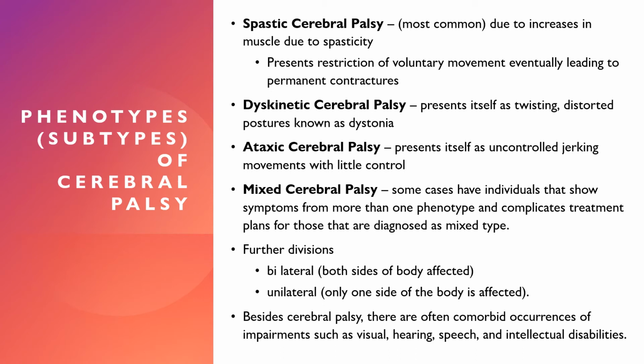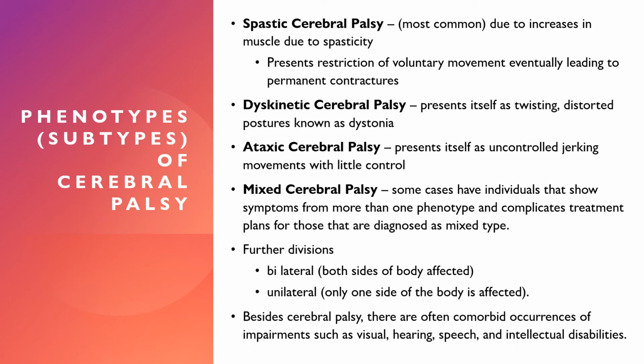This can present as restricted voluntary movement, eventually leading to permanent contractures, such as arms being forced in certain directions and the hands being closed into a fist. Those things can be permanent. There is physical therapy, occupational therapy, things like that that lessen it a bit, but once that happens, it is not necessarily reversible.